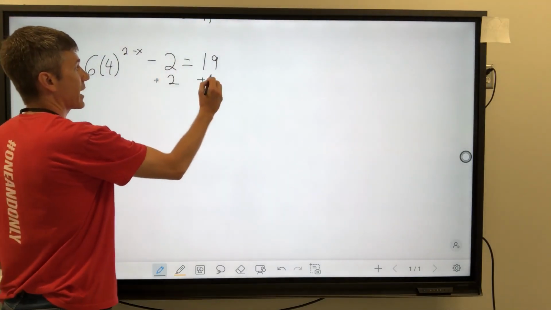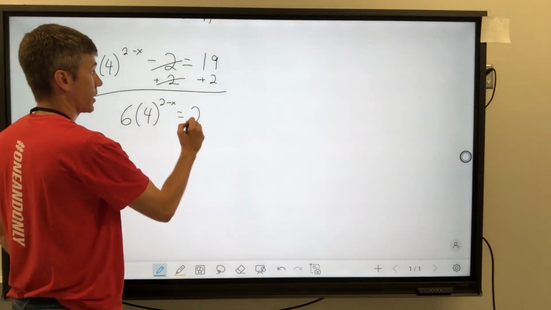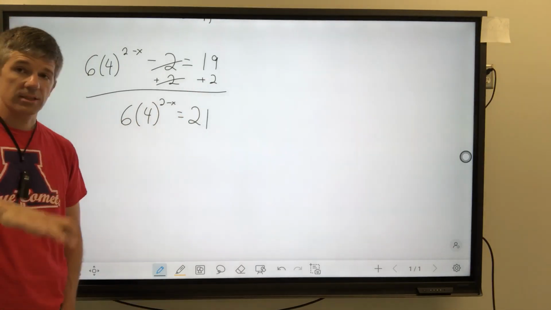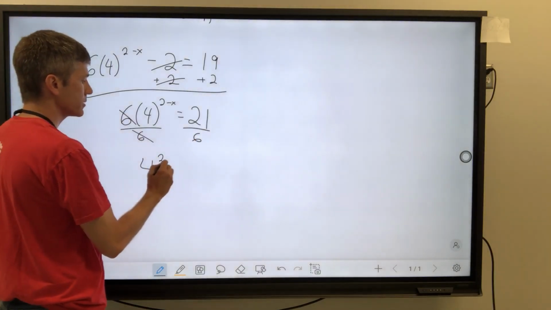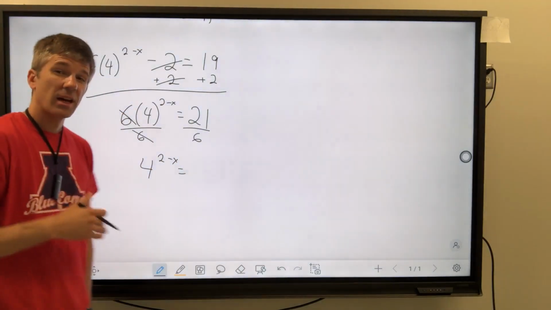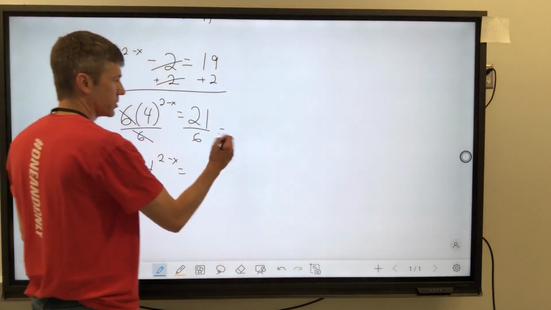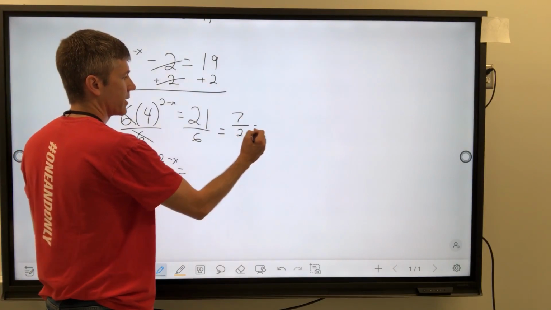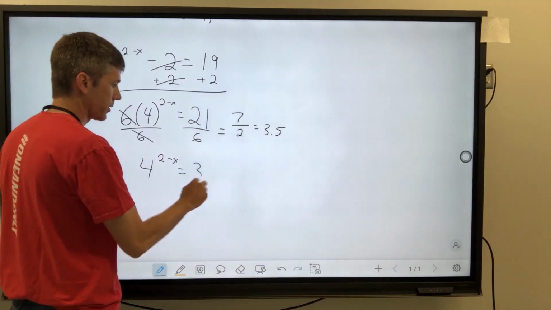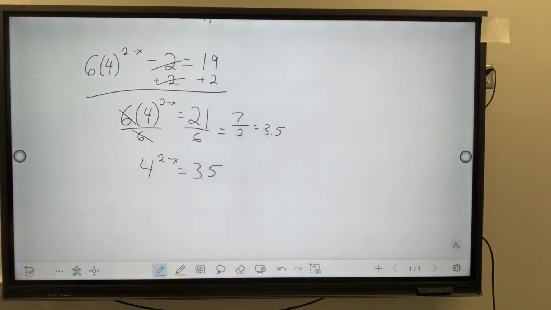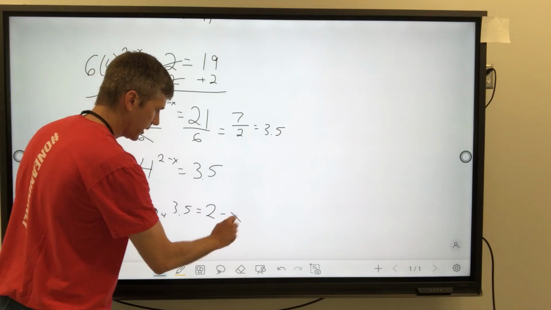Let's add 2 to both sides. 6 times 4 to the 2 minus x equals 21. Okay, now what? Okay, again, 6 times 4, don't call it 24. Right now, we're going to divide by 6 instead. And we're going to have 4 to the 2 minus x, and that's equal to 21 over 6. Go ahead and type that in your calculator if you really want to. I recommend you don't, because you can probably do this one in your head. Actually, let's reduce this. 3 goes into that, 3 goes into that. 7 over 2, that's 3.5. Let's not overuse the calculator, okay? So 3.5. Okay. So log base 4 of 3.5 equals 2 minus x.